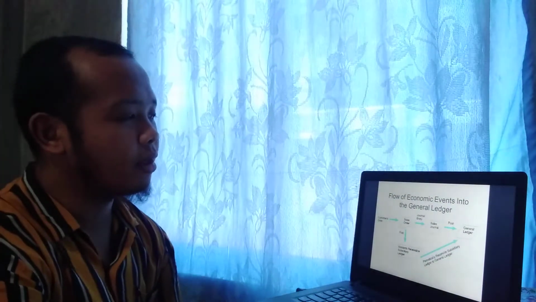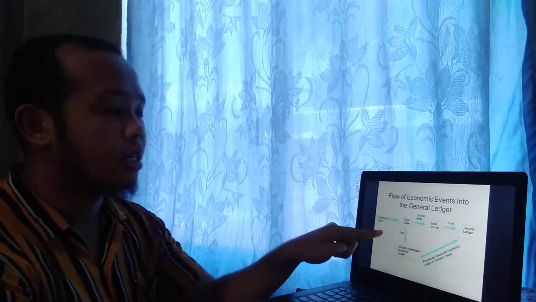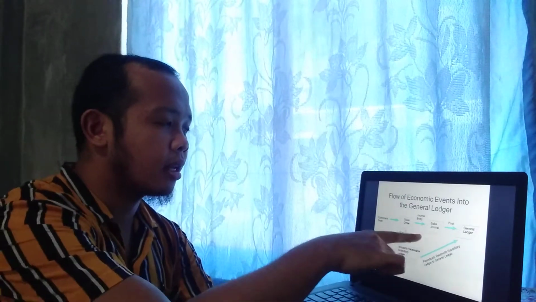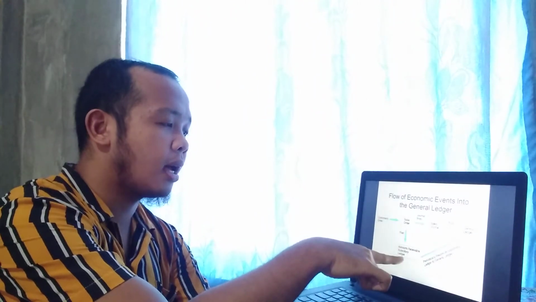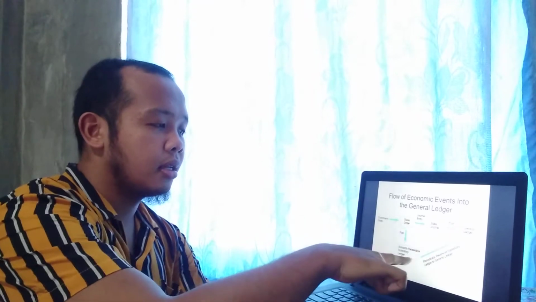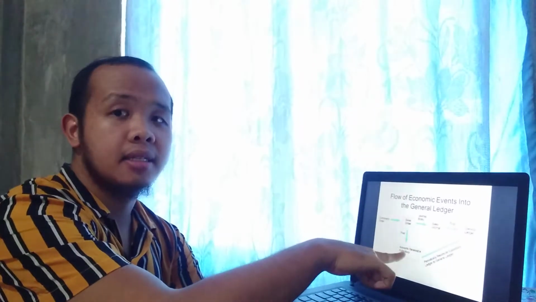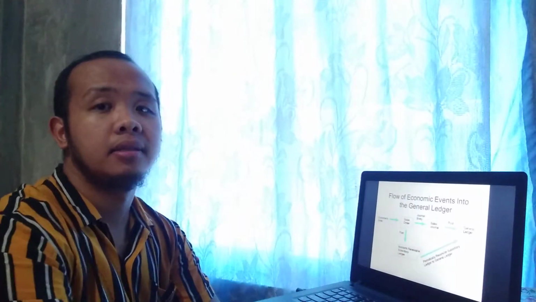Okay, the flow of economic events into the GL. Customer order, sales order, then entry in the journal, then post to the AR SL, then the sales journal to the GL. The GL and the SL for AR must be reconciled. Okay?